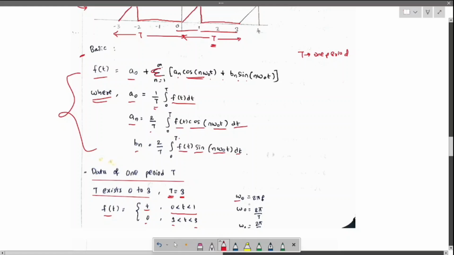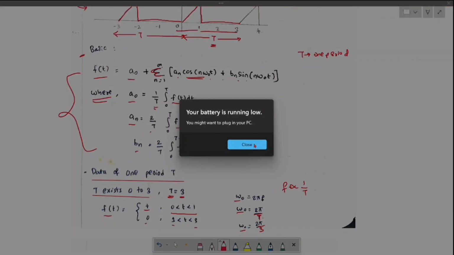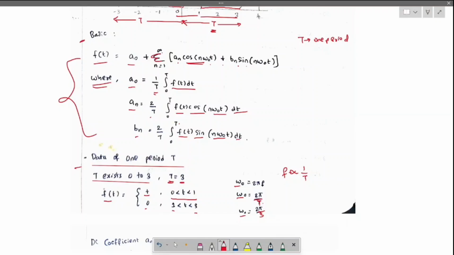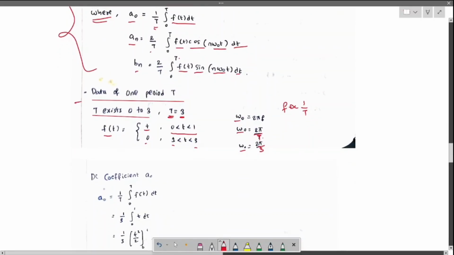Where the angular frequency omega naught equals 2 pi f, which equals 2 pi by T. We can write f as inversely proportional to T, right? Like f equals 1 by T, so omega naught equals 2 pi by T, where T is 3 units, like 2 pi by 3. We have derived the data of 1 period T. Now let us go for the DC coefficient a naught, an, and bn.